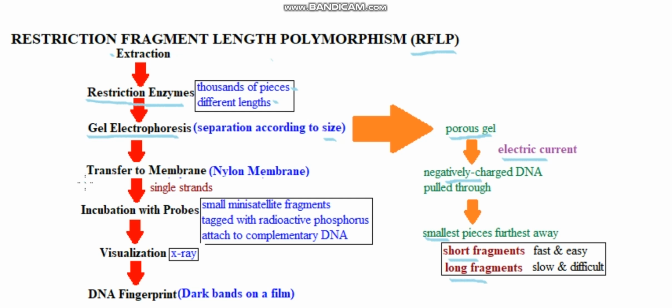Next, the DNA fragments are transferred to a nylon membrane, and then the single-stranded DNA is incubated with probes. Probes are basically fragments of minisatellites that have been tagged with radioactive phosphorus, and they bind to the complementary portion of the DNA, which in this case is the minisatellite portion of the DNA. Finally, the DNA fragments are visualized using X-ray technique, and we obtain the DNA fingerprint in the form of dark bands on a film.